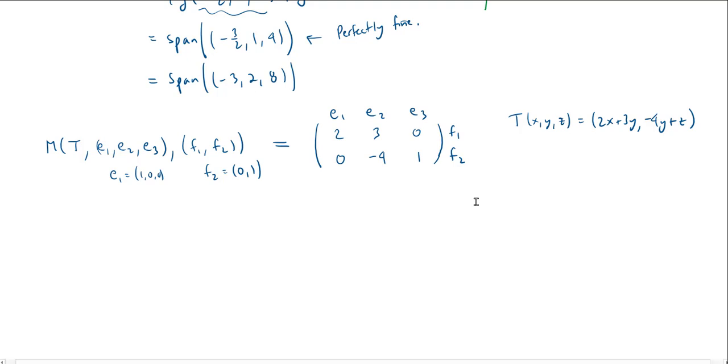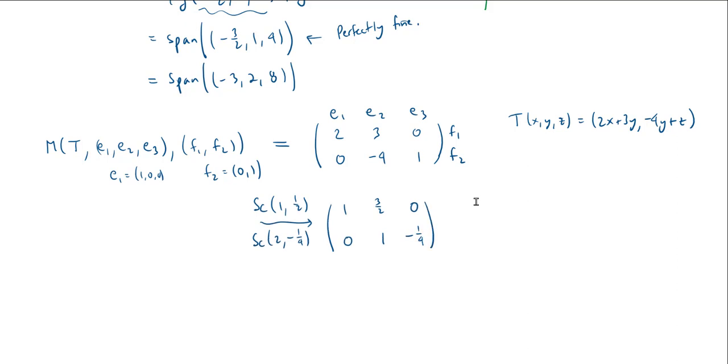All right, so I'm going to do some row reduction now. First I'll divide the top row by 2, so I'm going to scale row 1 by 1/2. If I do that, I'm going to get 1, 3/2, 0. And then I might as well scale the second row too, so let's also scale row 2 by negative 1/4. Then I'm going to get 0, 1, negative 1/4.